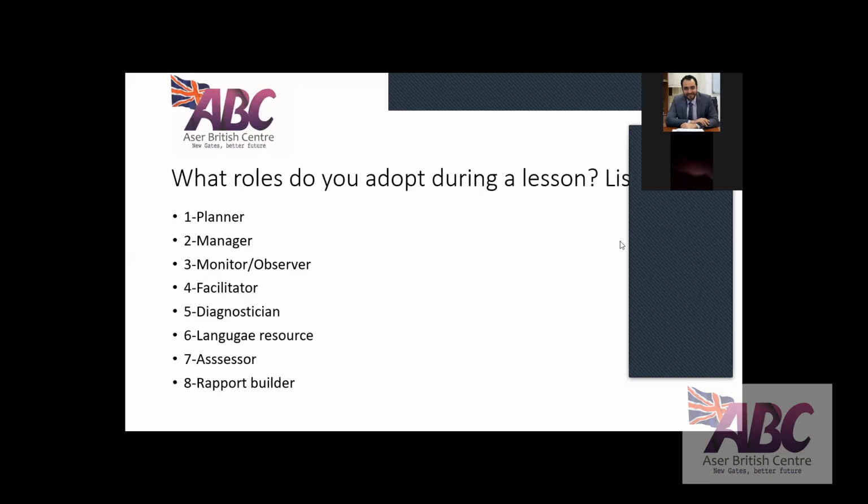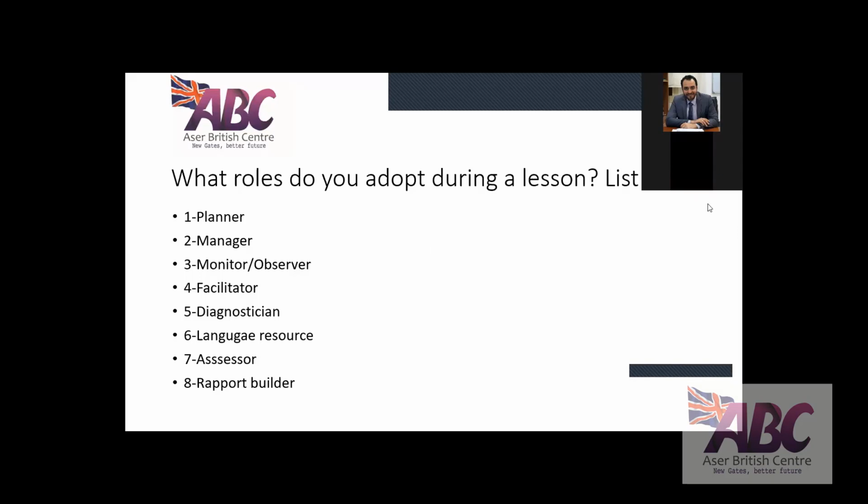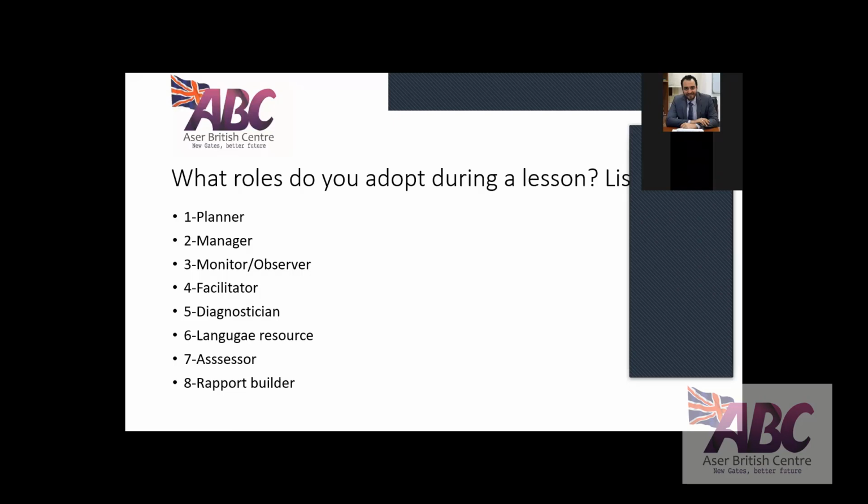I think today's session is about what kind of roles you adopt during your lesson. Here we have planner, which you use during planning before the lesson and choosing the material. A manager, when you manage the spaces inside your class and the behavior of your students. Monitor and observer, when you monitor and observe your students in the classroom, and also facilitator, diagnostician, language resource and assessor, and then rapport builder.